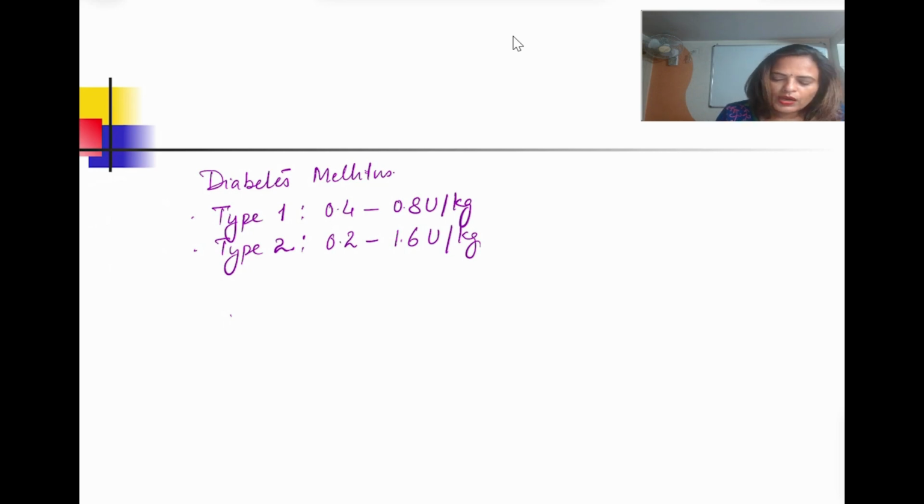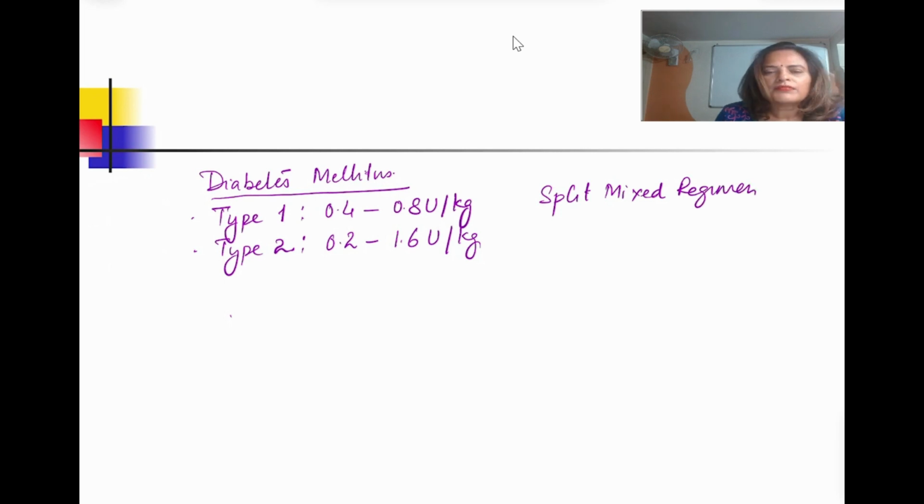Now, how are we going to give it, what kind of regimen are we going to follow? There are two types of regimen we follow. One is the split mix regimen, and another one is the Basal-Bolus regimen.